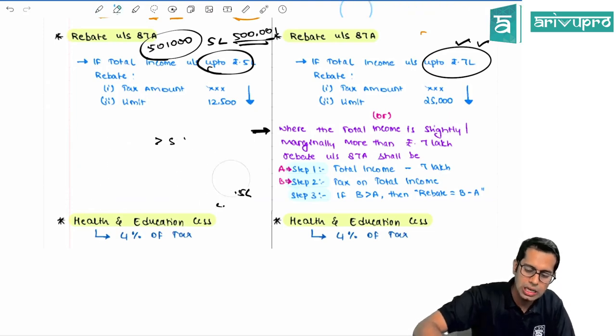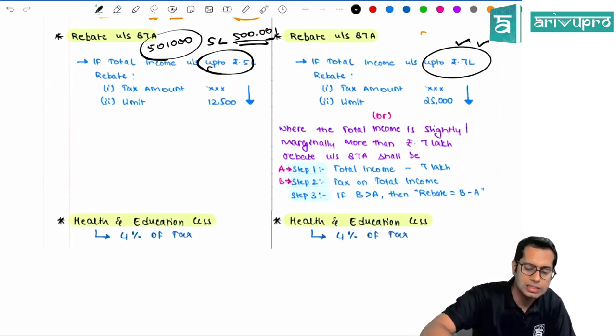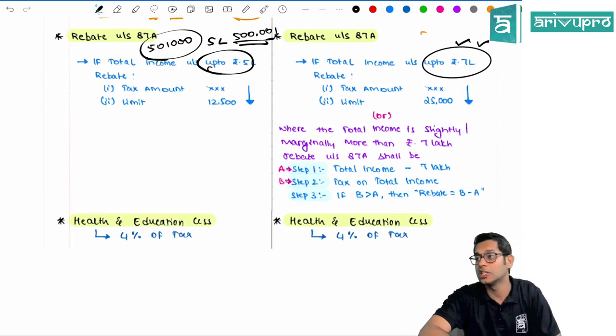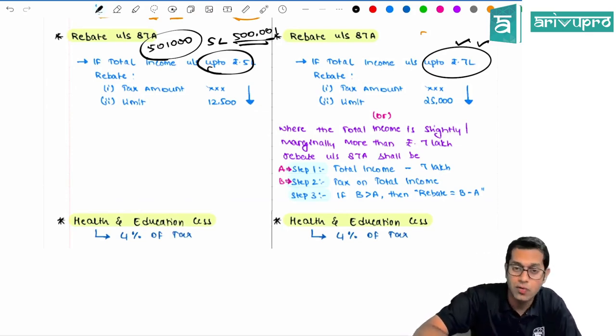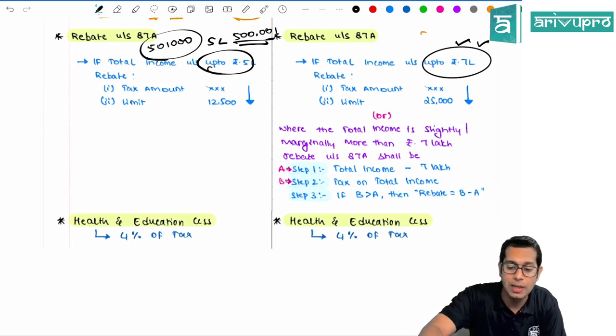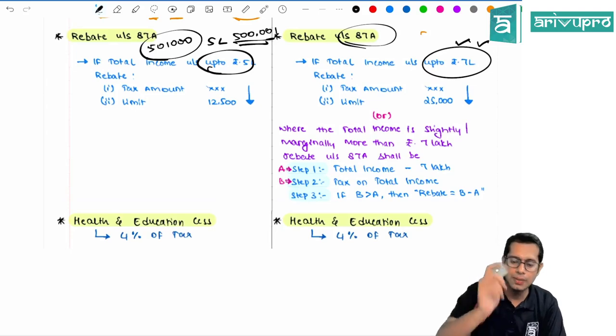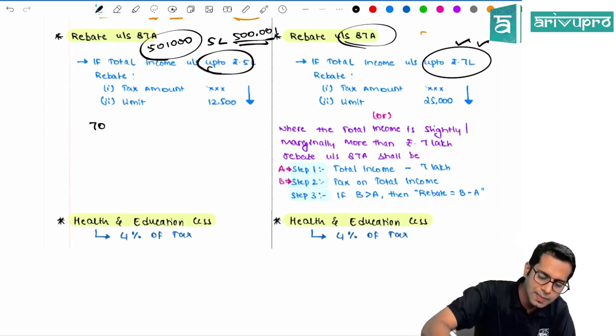Lawmaker says, even when your income is slightly more than 7 lakh rupees, I will give you a rebate under section 87A, if you are following 115BAC, even if your income is slightly more than 7 lakh. Let us take that my income is 7 lakh 5,000. Now, what is the tax on this under 115BAC?